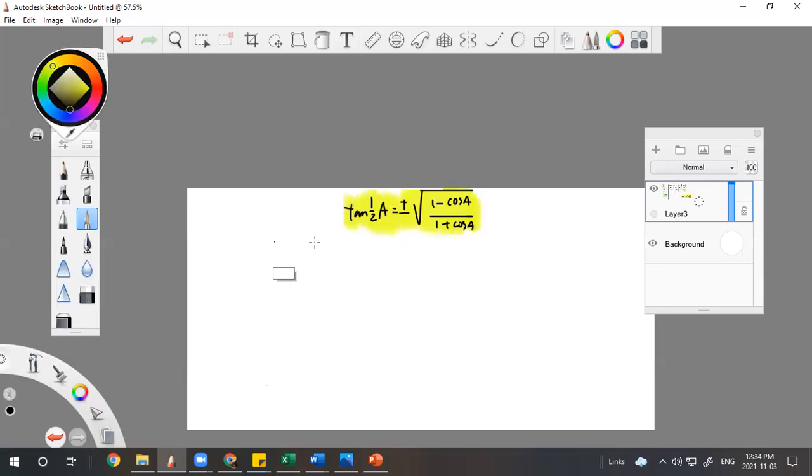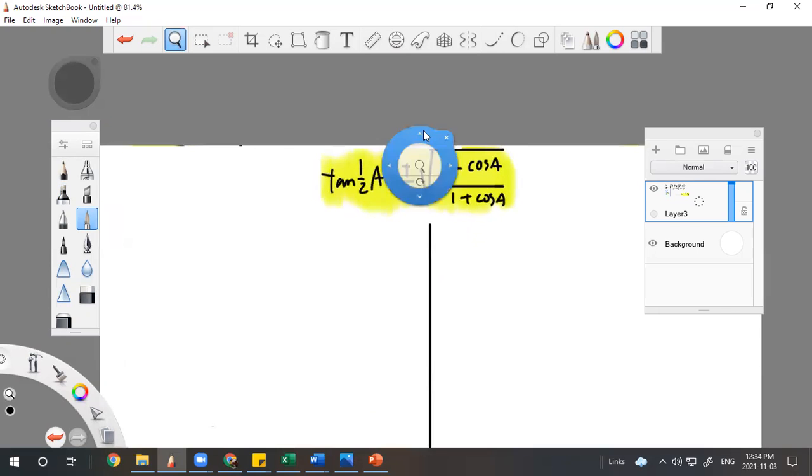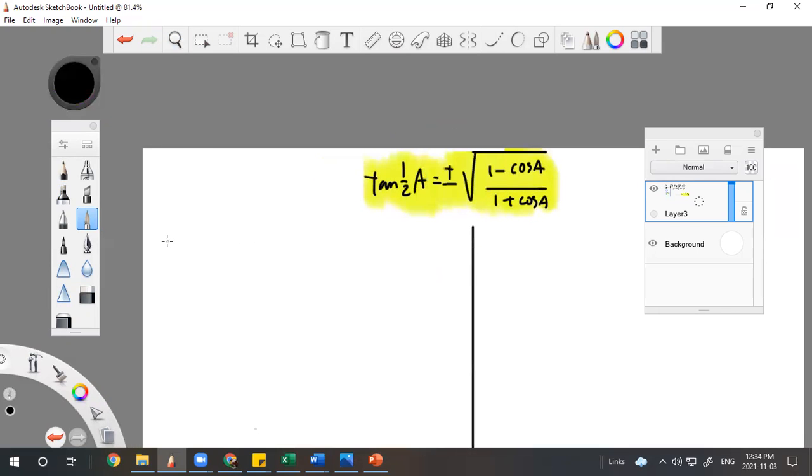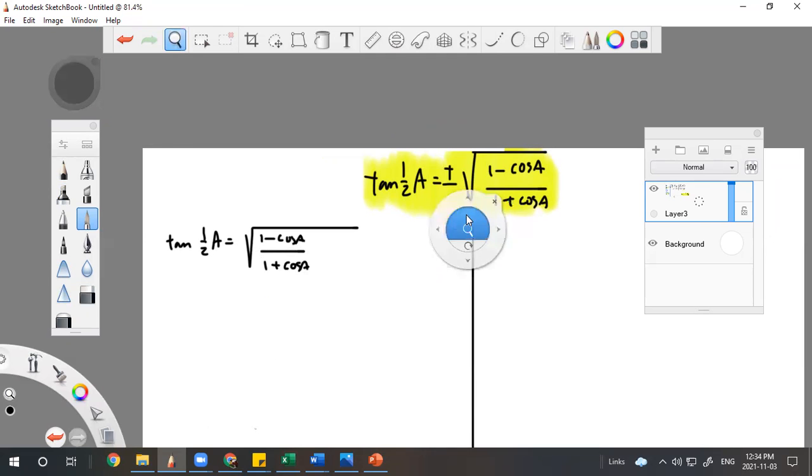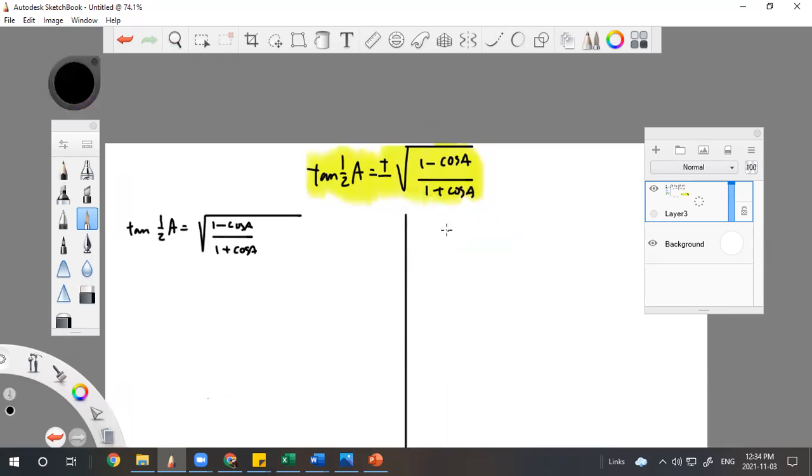Let me show you how to do this easily. Kita ulang lagi tulisnya, nggak apa-apa. Tan half A equals plus minus, saya cuekin dulu. Ini mathematician iseng banget, tapi iseng-iseng bikin gampang. Dia nggak mau pakai square root, gimana ya caranya?